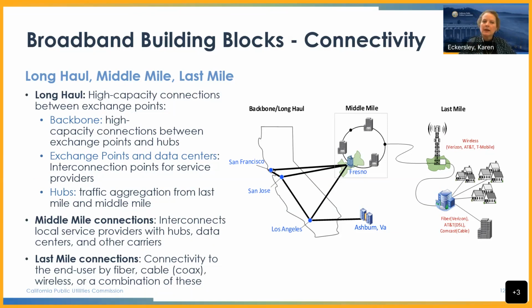Sometimes the last mile uses fiber, sometimes it uses the same cable connections that cable TV uses, and sometimes it's wireless. We need both middle mile and last mile to improve access to the internet in California, to make sure that every community has affordable access to reliable broadband.